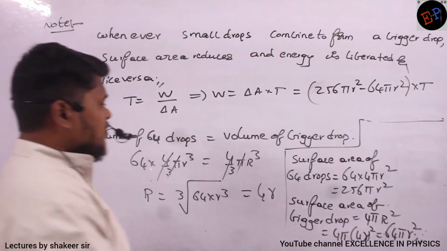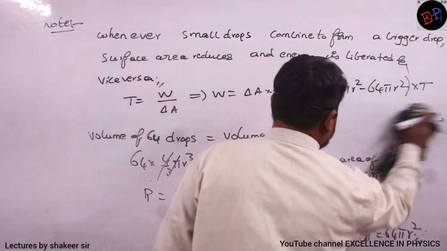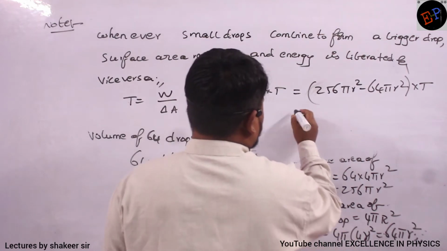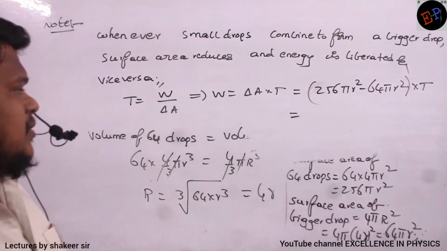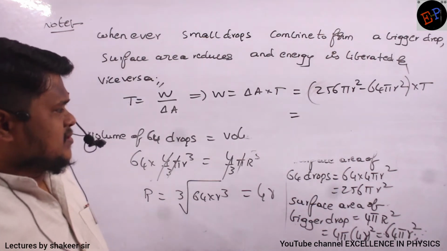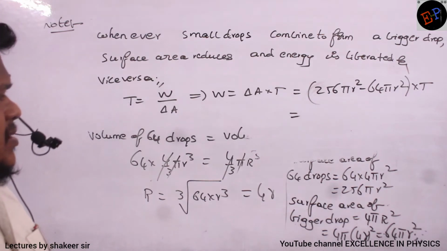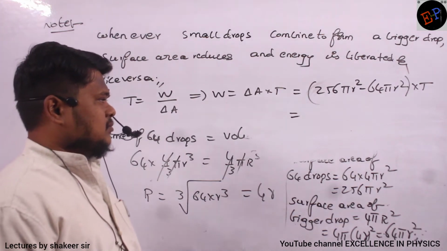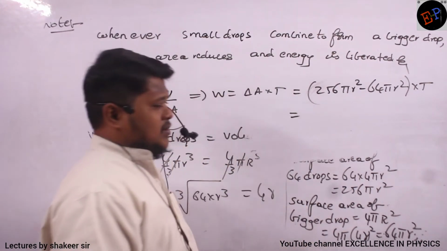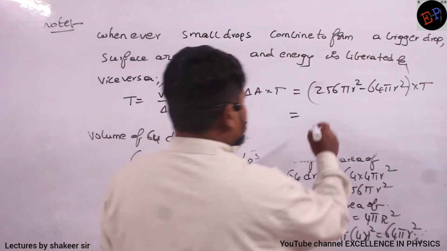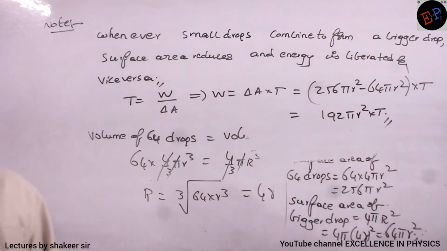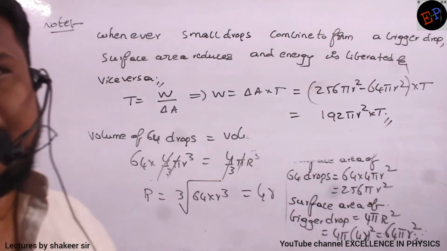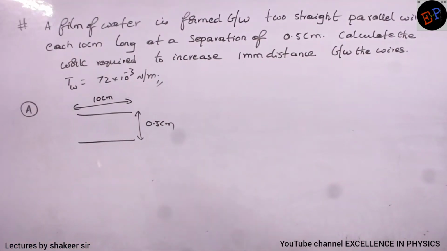And if you know the surface tension value, you can just substitute that and you will get the answer. So 256 minus 64 is 192. Do the calculation. So 192 pi r square multiplied by T. That is the amount of energy which is released. Clear? That's it. Okay. So now let us see this question.